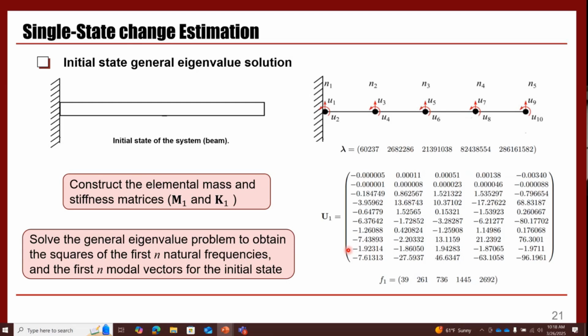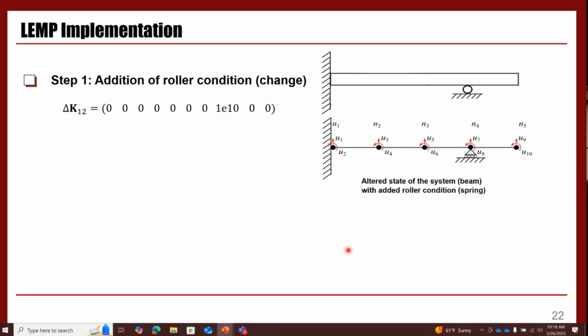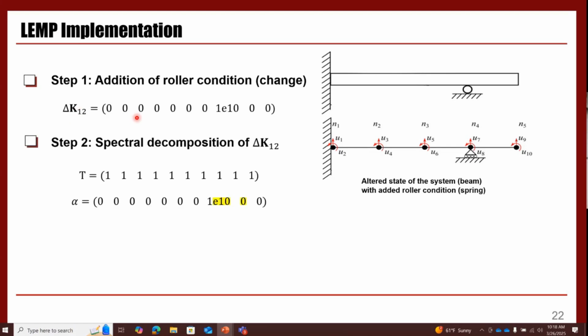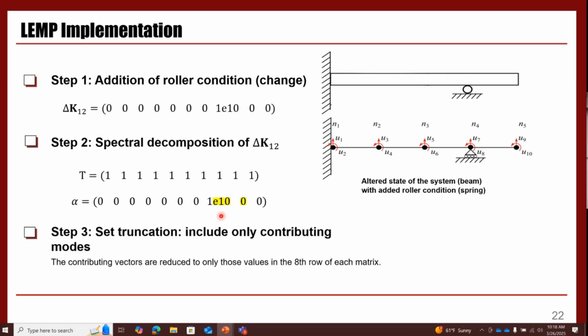Now, after that, we need to introduce a change to this system, which is where LEM comes in. Can we track this change happening to the system with LEM? So we introduce a change to the system by adding a roller support at node 4. And then you have to identify the change in mass and the change in stiffness matrix, which is here. Step 2 of LEM is to spectrally decompose the delta K matrix into alpha and tau matrices to identify the exact change that you're imputing into the system. And step 3 of LEM is to set the truncation, where we include only the contributing modes.